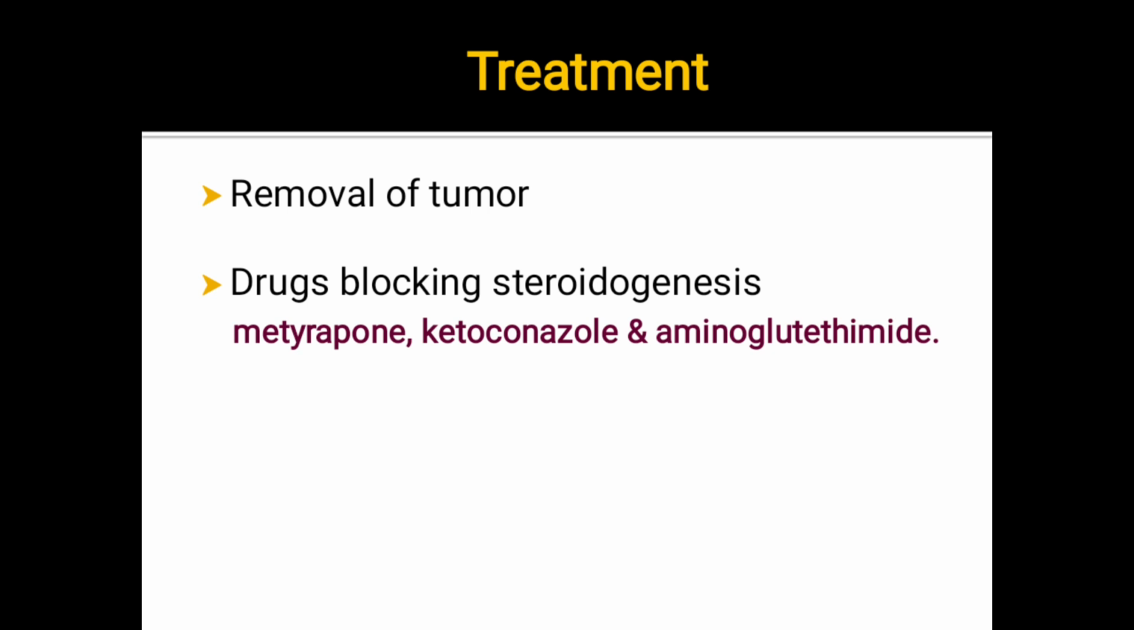The treatment for Cushing syndrome is either resection of the entire tumor or it can be tried with certain drugs like metyrapone, ketoconazole and aminoglutethimide, which will block the entire sequence of steroidogenesis.